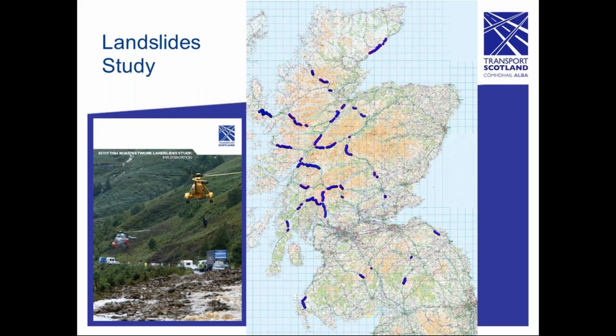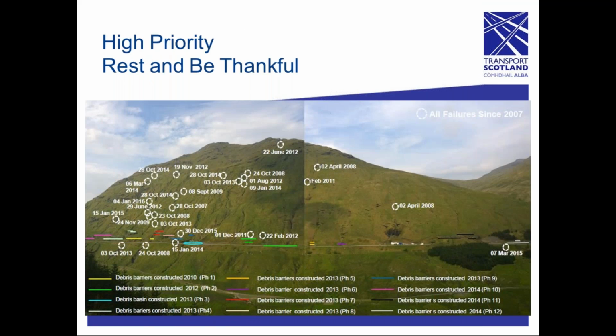So following on from the landslides at Glen Ogle, and also at Rest and Be Thankful, we initiated the Scottish Road Network Landslide Study. This was managed by TRL, Transport Research Laboratory, and drew in material information from BGS, and the Met Office and so on, and produced a risk assessment to highlight those areas of the Scottish trunk road network which were most vulnerable to landslides. And just as an illustration, we'll look at one of them.